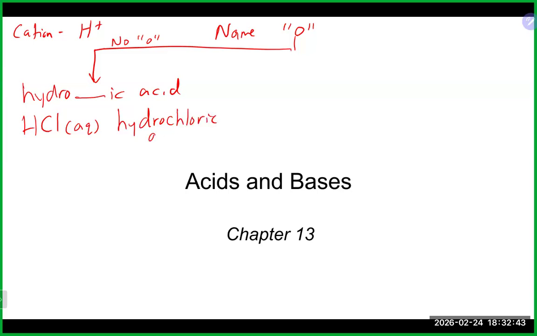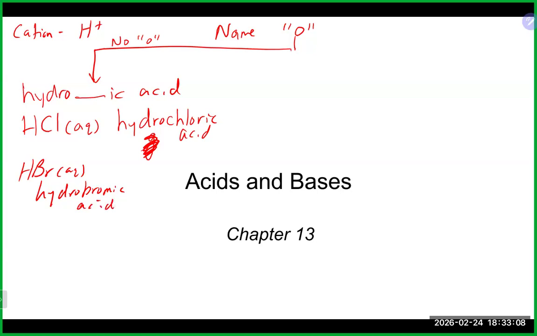If it's in the gas phase, it would be hydrogen chloride gas. So we throw a little hydrogen chloride gas in some water, get a little hydrochloric acid. HBr, hydrobromic acid, right?